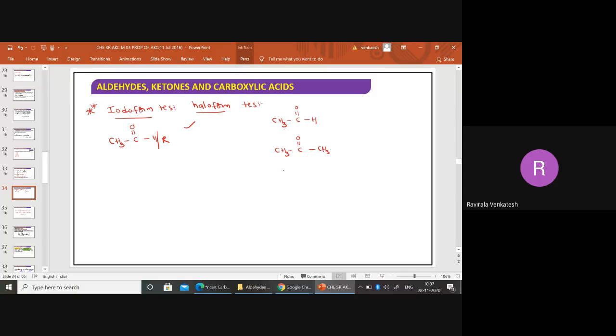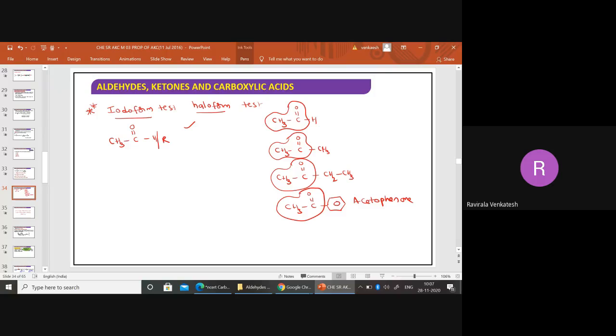This will give it. Next, CH3 C double bond O CH2 CH3. This will give it. Next, CH3 C double bond O phenyl group, Ph. The name of this one is acetophenone. Right? All of them have what group? You see, the methyl keto group is there. So the methyl keto group is in all of these types. Correct?